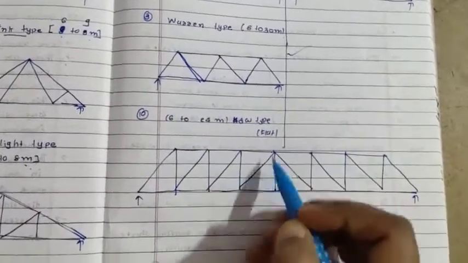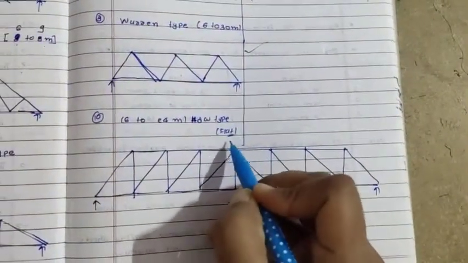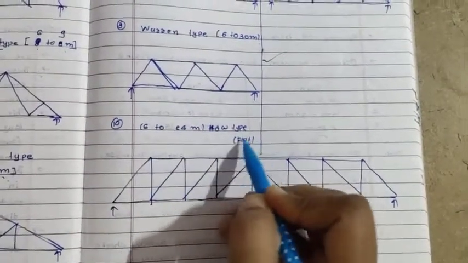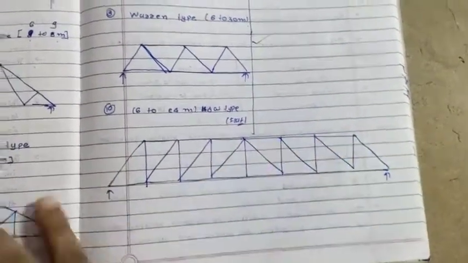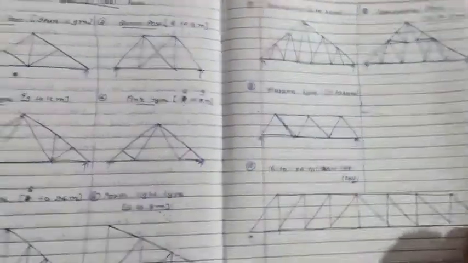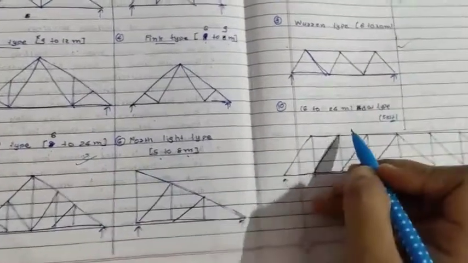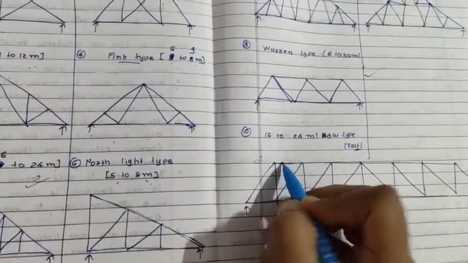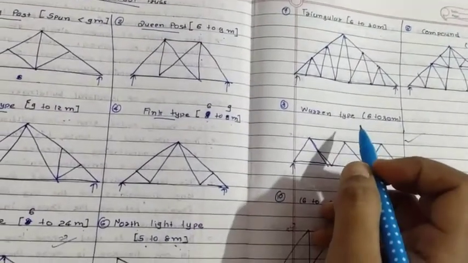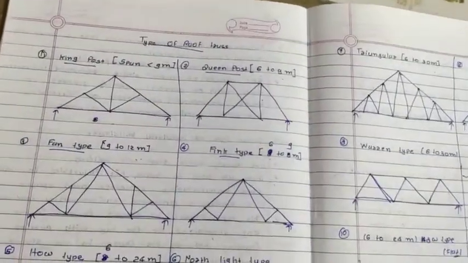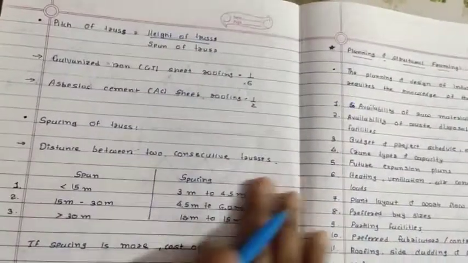And next one is a howe truss in a flat type. The first one is the normal howe truss in a triangular form, but this is the flat type. If our span is between 6 to 24 meters, then howe type flat truss is used. So basically in industrial buildings, the howe type truss, howe type flat, and warren type, these three types of truss are mostly used.